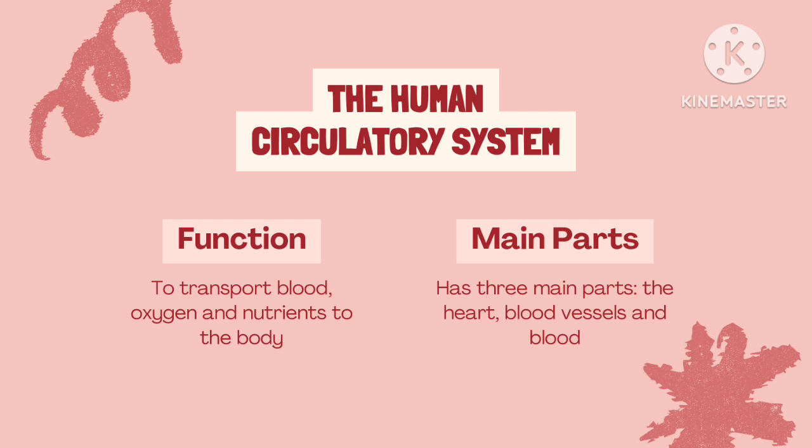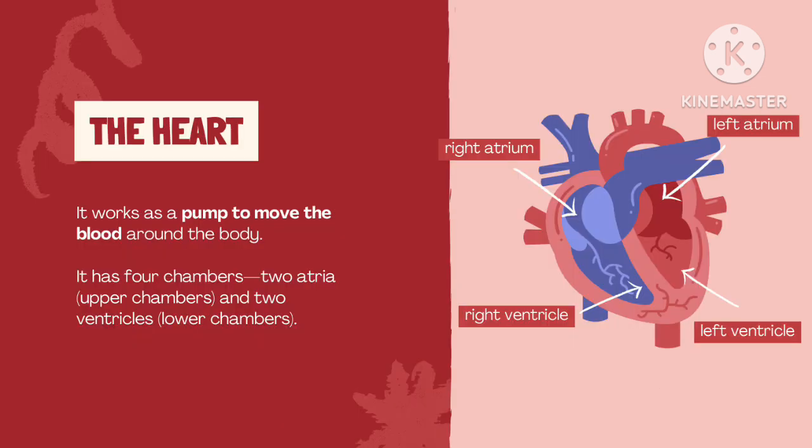The function of the human circulatory system is to transport blood, oxygen and nutrients to the body. The main parts of the human circulatory system are three: the heart, the blood vessels and the blood. The heart works as a pump to move the blood around your body.